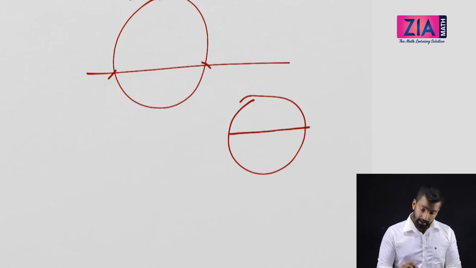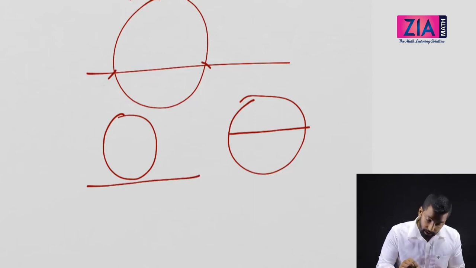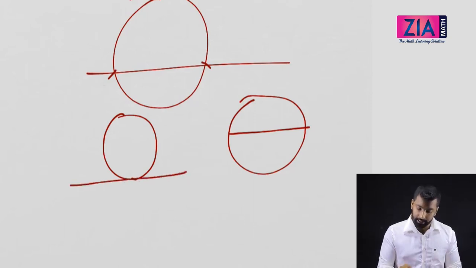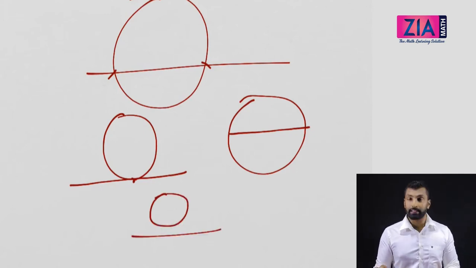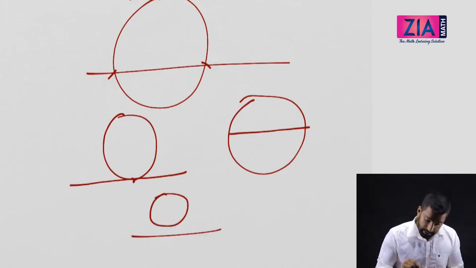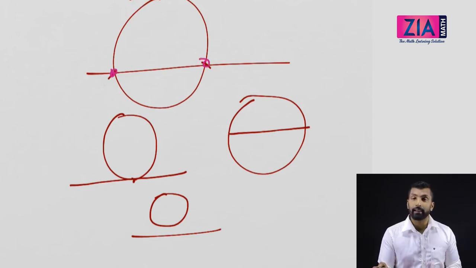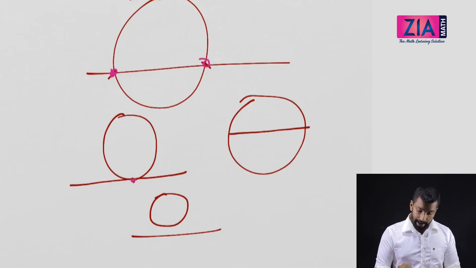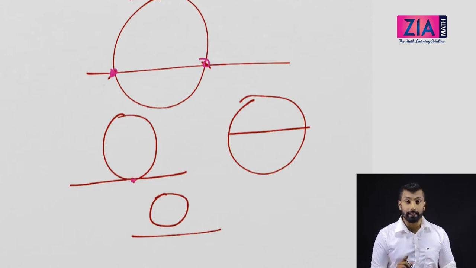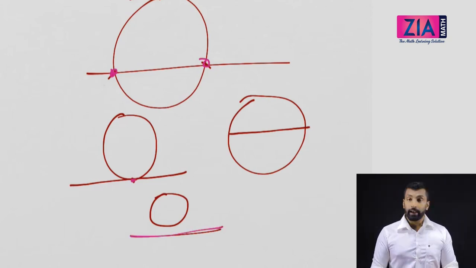Then another possibility is like this. The line will go like this, just touching. And the third possibility is no connection. So this is the first case. This is what you call a secant. When the line cuts the circle at 2 points, it is a secant; here the line touches the circle at 1 point, you call it a tangent. And in the third case, there is no intersection, the point of intersection is not real.